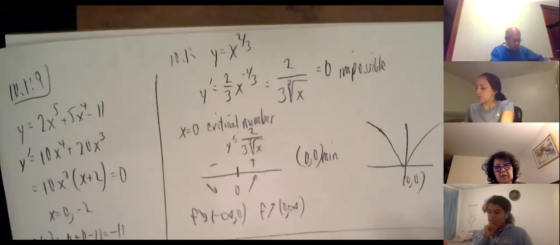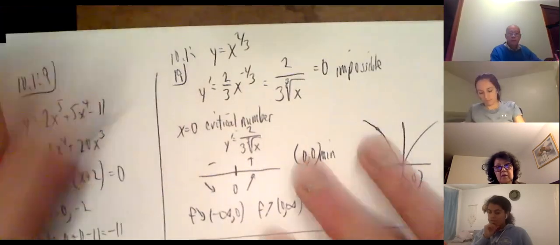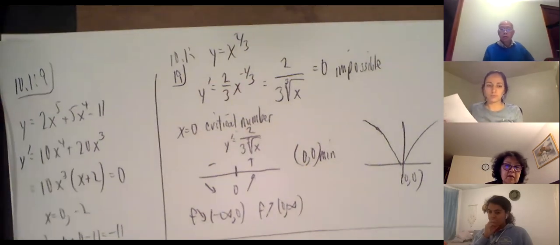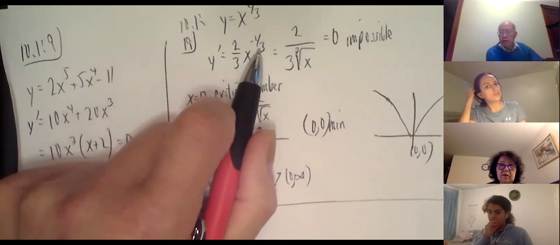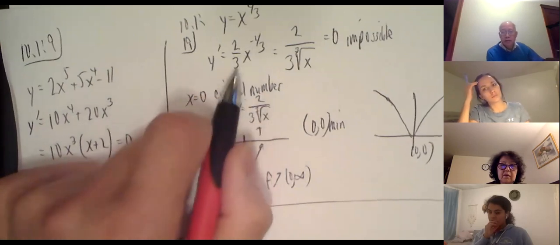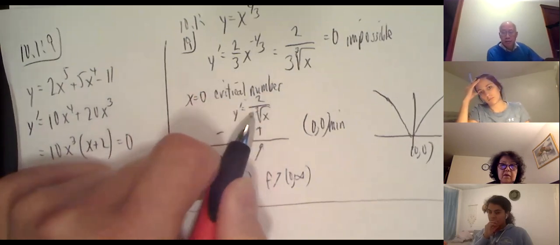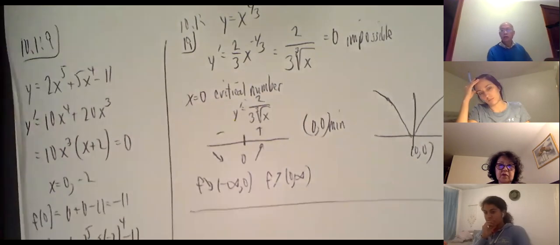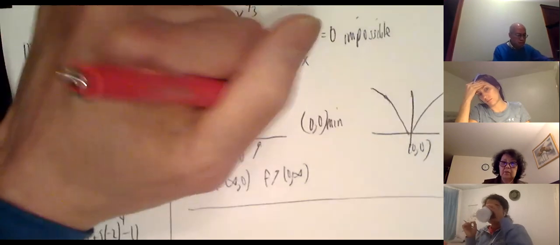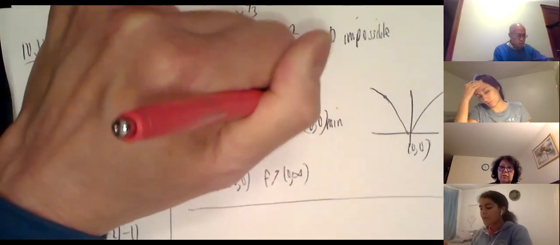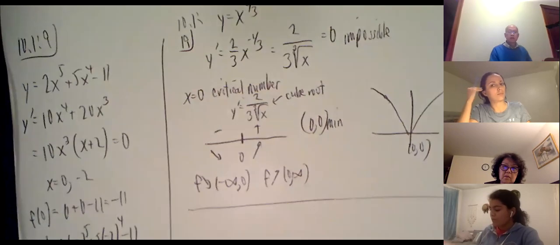That was problem 19, I believe. So that's a cube root, you're saying? Cube root, yes. A -1/3 power means put a cube root in the denominator. So y prime is 2/3 times the cube root of x.